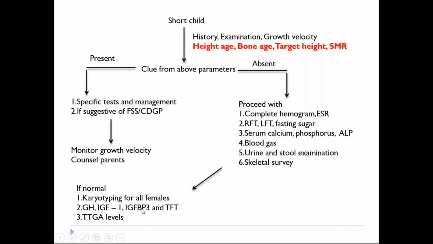So if normal, preferably you should do karyotype for all females, but this is a concept from the West. I would say do TTG first, more common, and this you can do later on. TTG and thyroid come first. I have taken this from Western literature, so it is different. Otherwise, for a female child, yes, karyotype should be done if affordable, if available, because Turner's may be subtle and may be missed. If abnormal, you go on to your specific test.